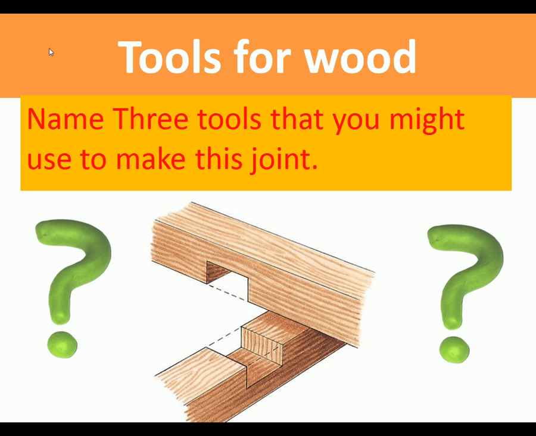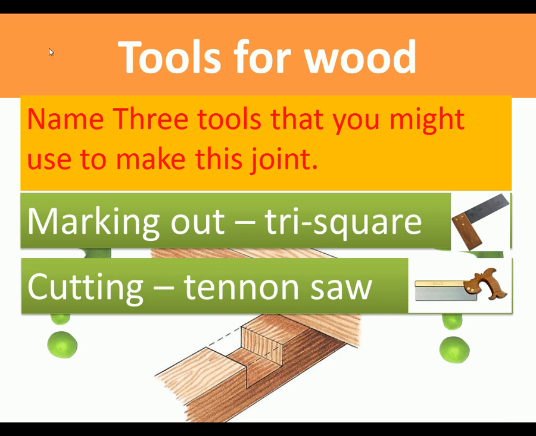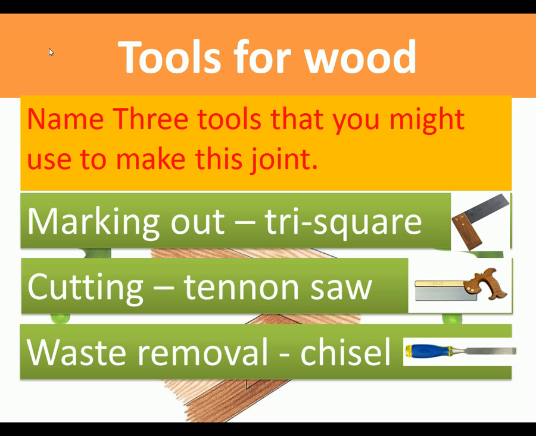Tools for wood. Name 3 tools that you might use to make this joint. Which tools would you use to make this joint? You would use a marking out, a tri-square. Cutting, a tenon saw, and waste removal, a chisel.